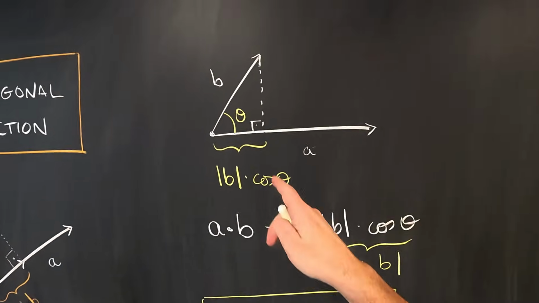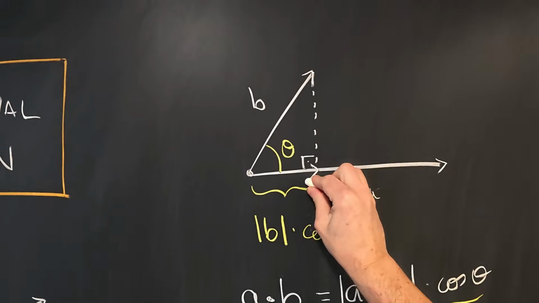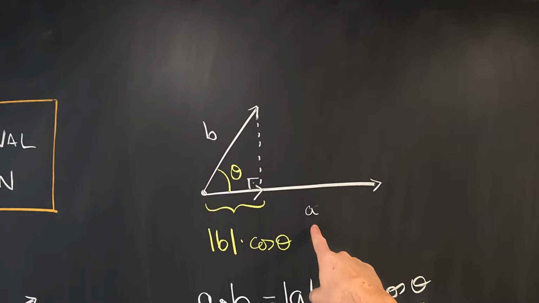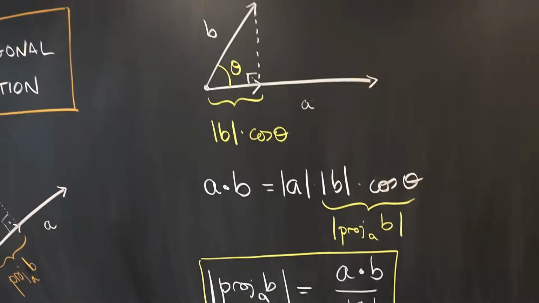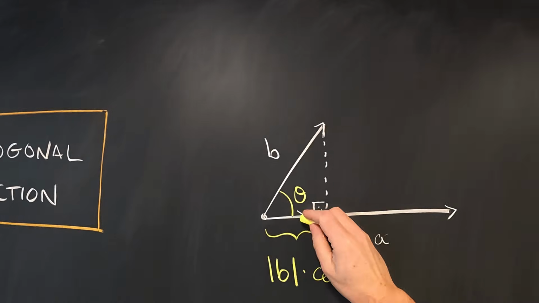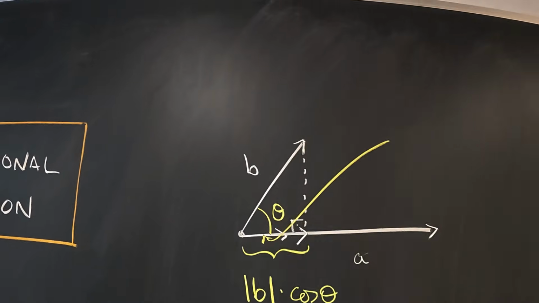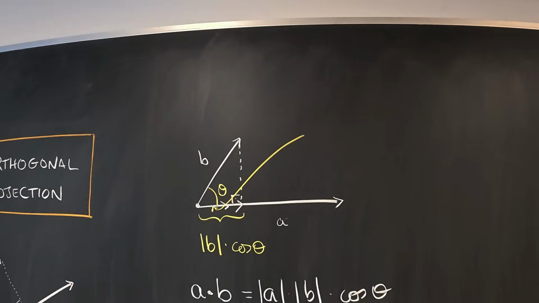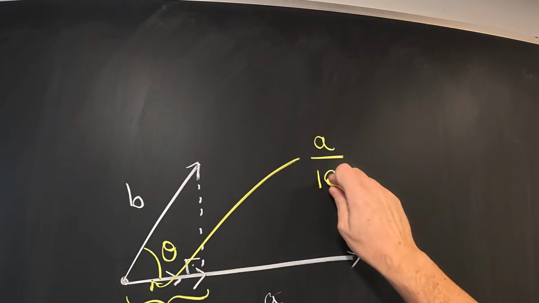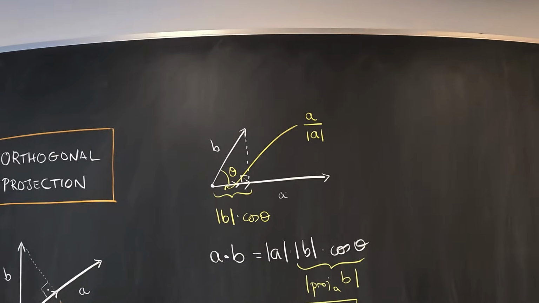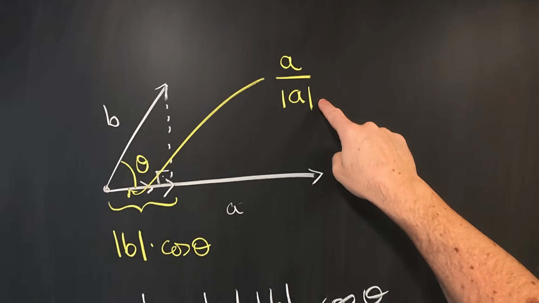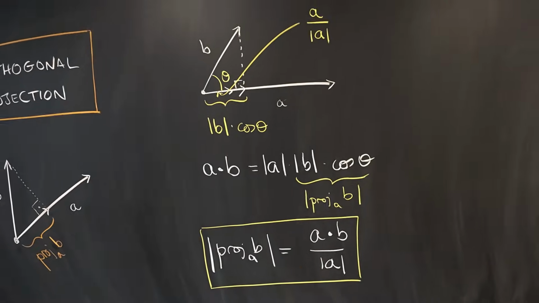But now I actually want a vector. I want the vector of that length and that direction. So I need a vector in the direction of A of exactly this length. Well, for that, I can figure out, first of all, a vector in here. So this vector right here is a vector in the direction of A of length 1. That is, A divided by its own length is in the direction of A and length 1. So if I scale this vector by this quantity, then I get what I want.